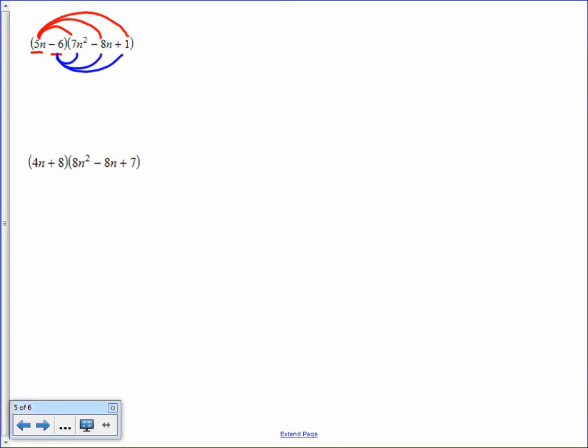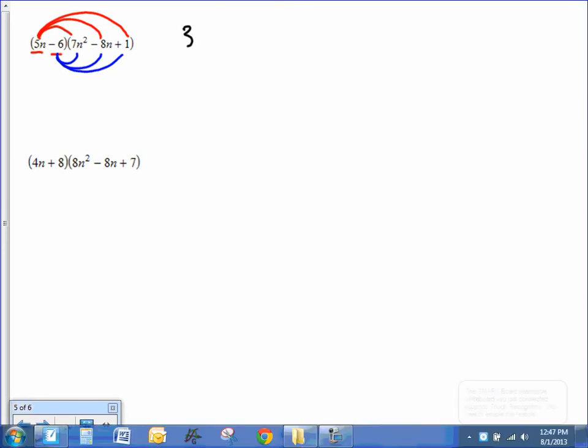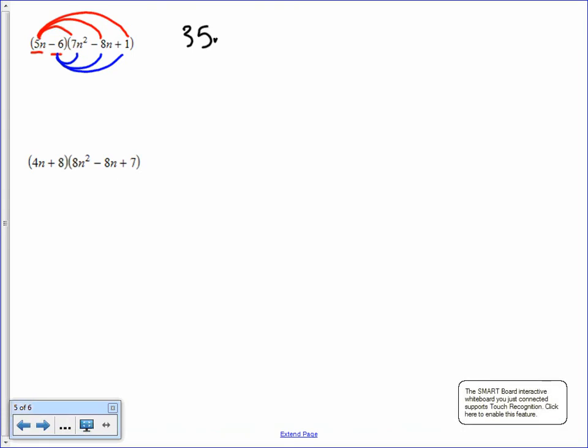So let's go ahead and do that. So you might notice that you're going to have 2 times 3 gives me 6, so I should have 6 terms when I do this first multiplication step. So 5n times 7n squared. 5 times 7 gives me 35. And then I have n and n squared, so that gives me n to the third.